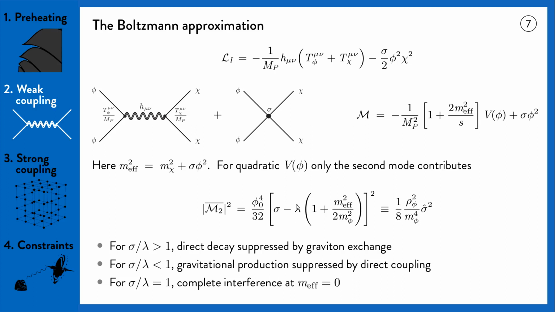And this result can be interpreted as follows. If sigma is larger than lambda, the direct coupling controls the production of dark matter and is suppressed by graviton exchange. If the opposite is true, production is mostly gravitational, with the contact interaction suppressing the amplitude. And if both interactions have the same strength, there is maximal interference strongly suppressing the production.